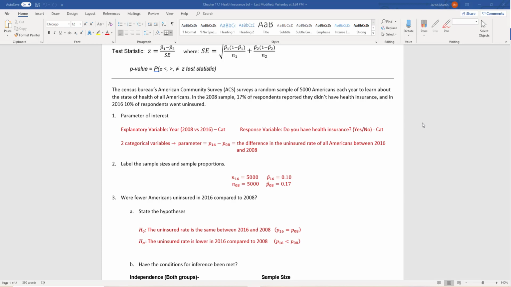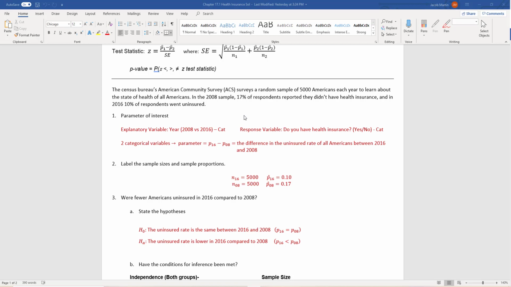And the example we're looking at is the Census Bureau's American Community Survey surveys a random sample of 5,000 Americans each year to learn about the state of health of all Americans. And one of the questions they ask is, do you have health insurance? And in their 2008 sample, 17% of respondents reported that they didn't have health insurance. And in 2016, 10% of the respondents were uninsured. So what we want to try to figure out is there a difference in the proportion of all Americans that have health insurance between 2008 and 2016?